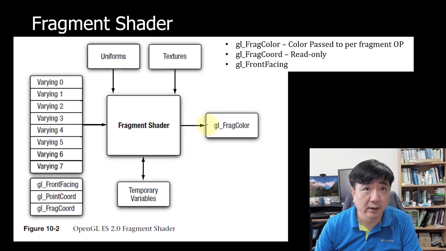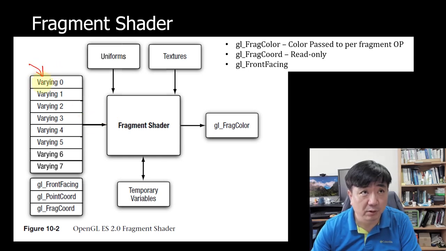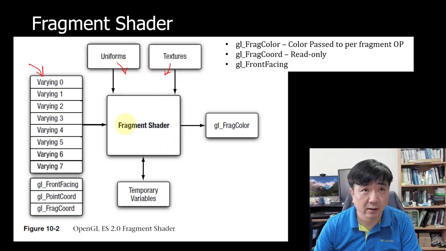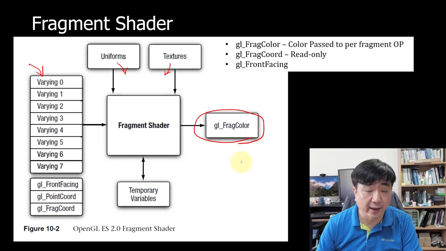The fragment shader generates the color of each pixel. It uses input from the vertex shader, and then commonly uses uniforms. They use uniform input, and then they will use textures, and they generate gl_FragColor. It means that the color of each pixel will be decided with gl_FragColor.